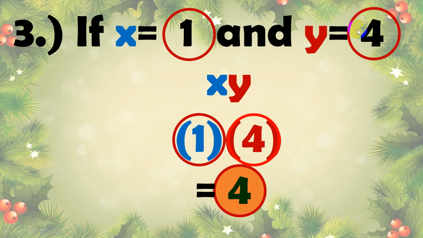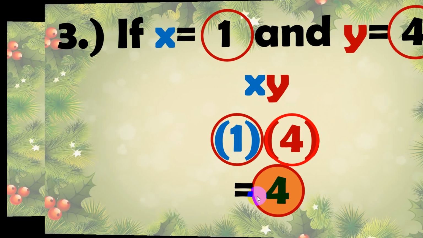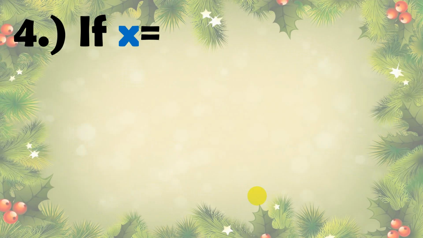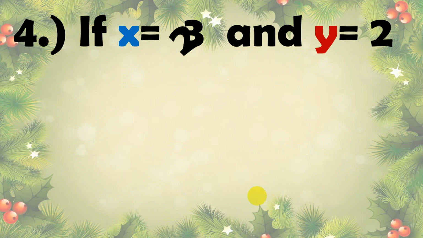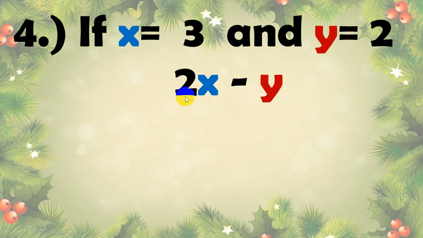And if that is the case, you have to recall how to perform the indicated operation on integers. All right, so our final answer here is 4. Next, let's have number 4. If x equals 3 and y equals 2, then 2x minus y equals what?